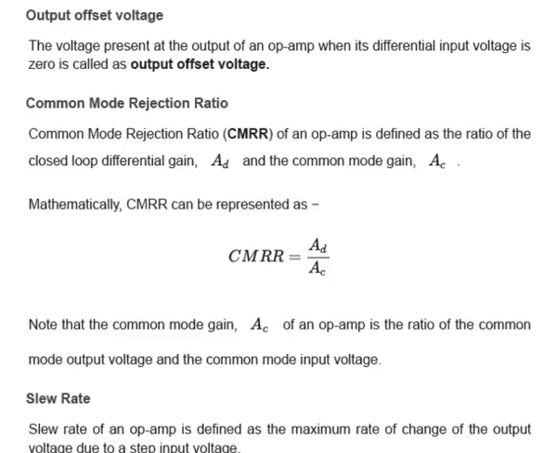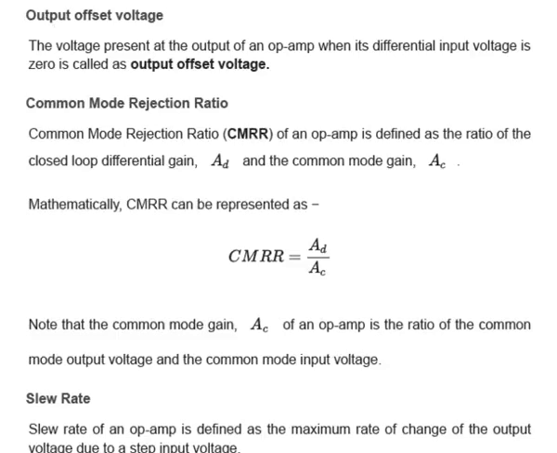Next point, that is common mode rejection ratio. Common mode rejection ratio, CMRR, of an op-amp is defined as the ratio of the closed loop voltage gain AD and the common mode voltage gain, that is AC. Mathematically, CMRR can be represented as CMRR equals AD by AC.